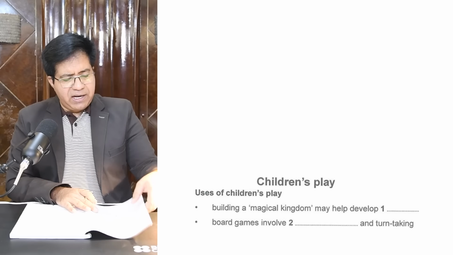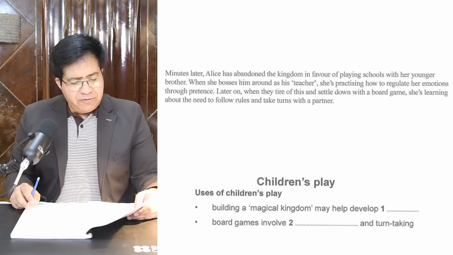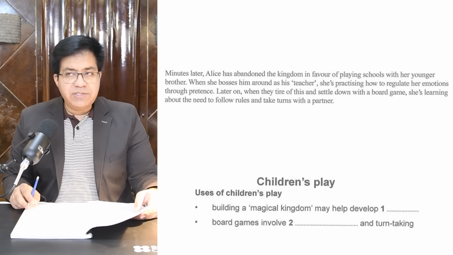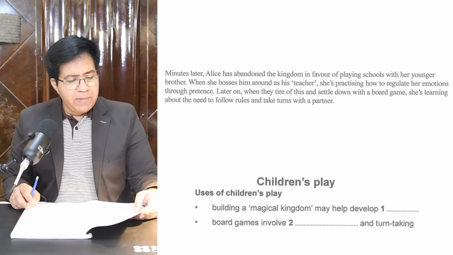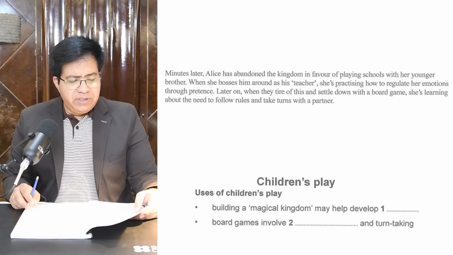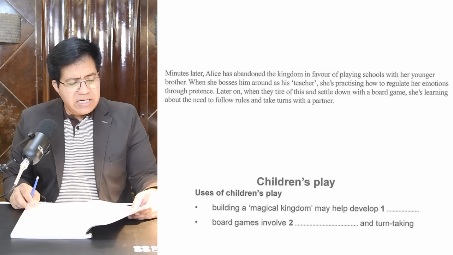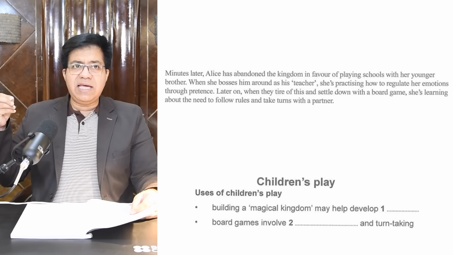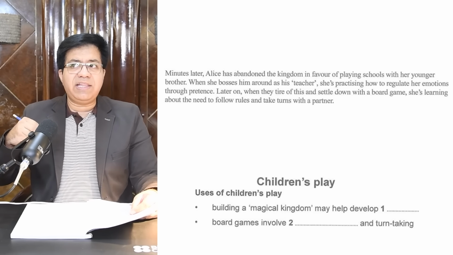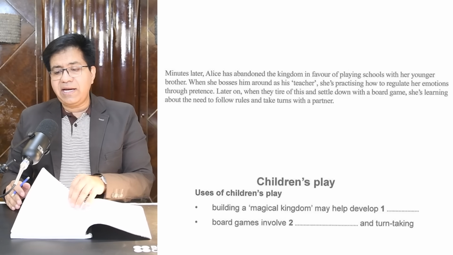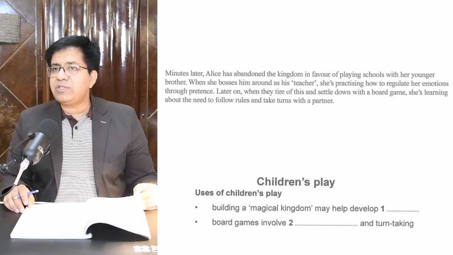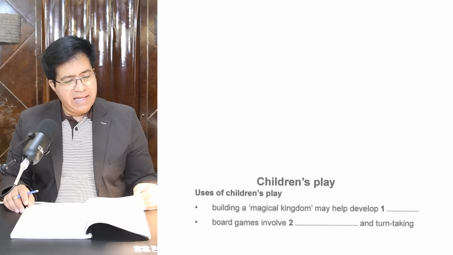Please come to second paragraph. There you will find the words board games. Third line after full stop. Second paragraph, third line after full stop. Later on, when they tire of this and settle down with a board game, she's learning about the need to follow rules and take turns. Now, take turns is turn taking. What is the second thing with that? Rules. So, correct answer is rules. And it's one word only, so you will not write any extra word with that.